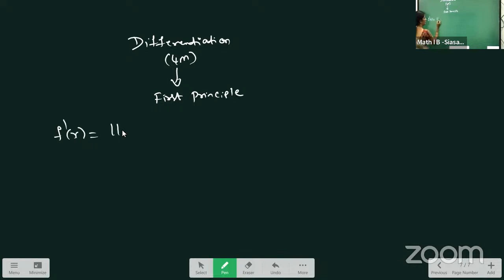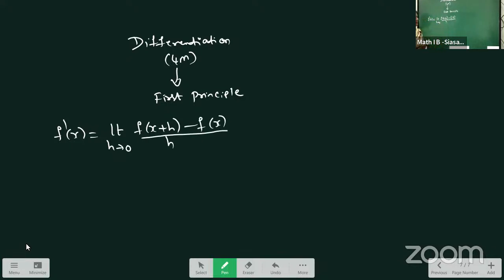In this first 4 marks question, that is first principle method. It is a definite question. Without using the formula, there is a procedure for using first principle. So that first principle we have to do. So the formula is f of x will be given. f dash x is equals to limit h tends to 0, f of x plus h minus f of x by h.